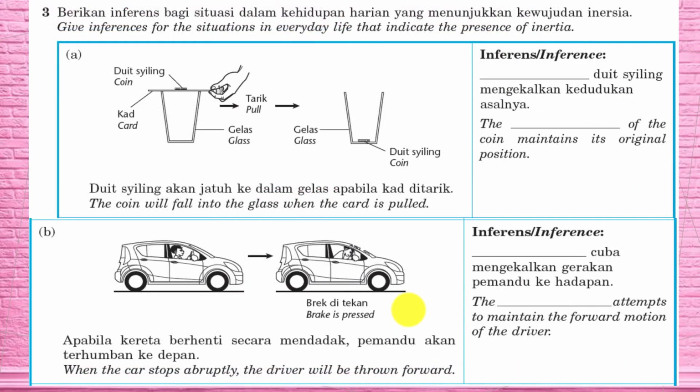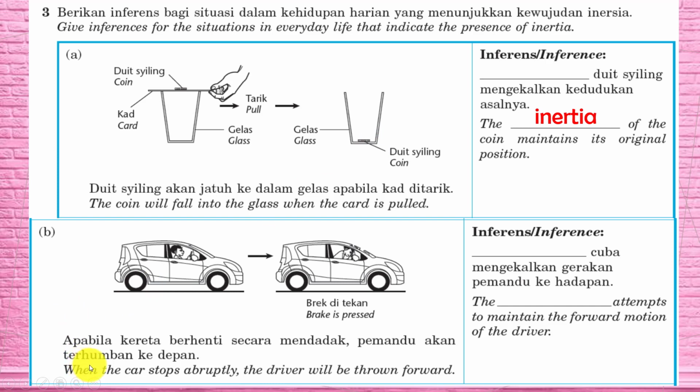Okay, then we go to the third question. This is one of the activities they want to show about inertia. First one, the coin will fall when you jerk the cardboard faster. They say the coin falls into the glass when the cardboard is pulled. So the inference is the coin maintains its original state, surely the inertia of the coin. It wants to maintain the state, meaning it does not move together with the cardboard. Then after that it drops into the glass due to the gravitational force.